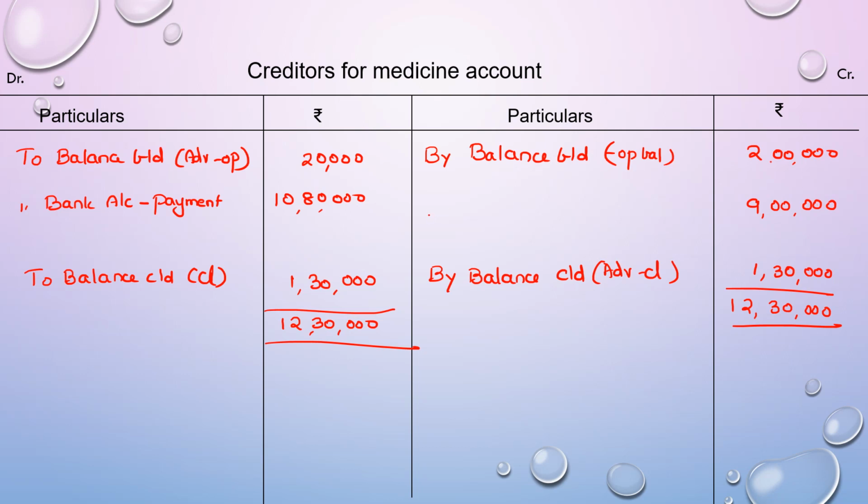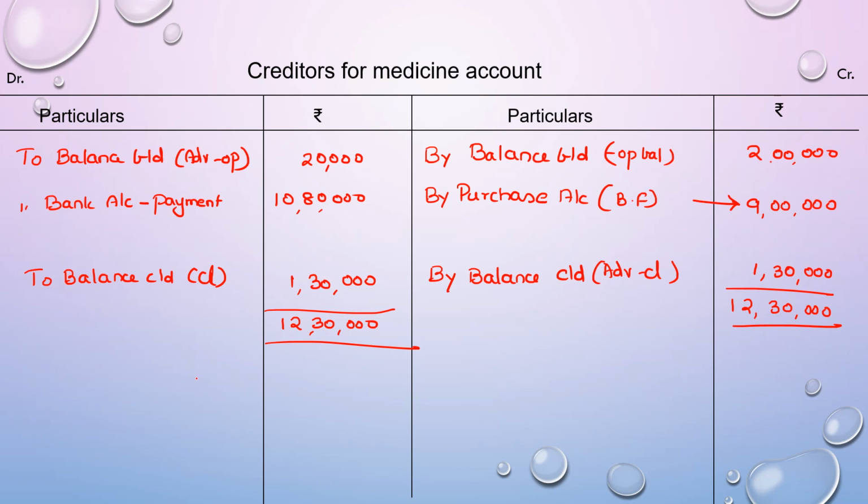Now, what is this amount? This amount is nothing but the purchase, a credit purchase. If it comes in the creditors account, what does it mean? It is the credit purchase. So, it would be the purchase account balancing figure we have generated as 9 lakh. So, with this creditors account, our ultimate aim is to find out the balancing figure, which is the credit purchase made during the year.